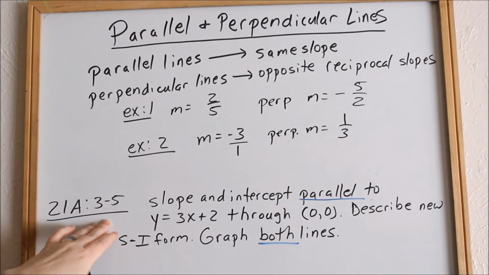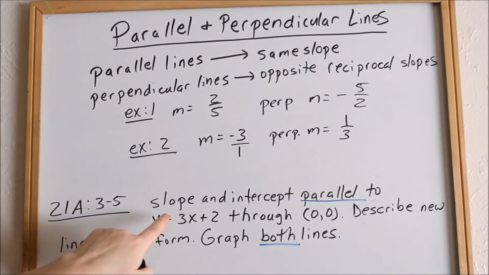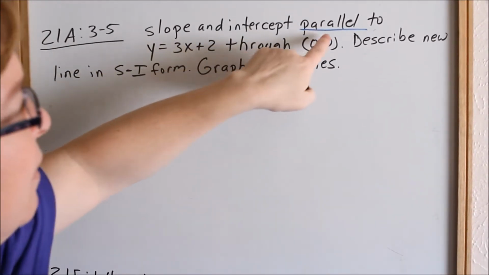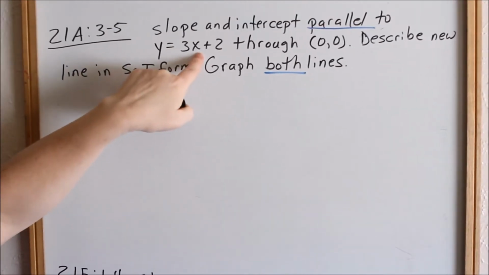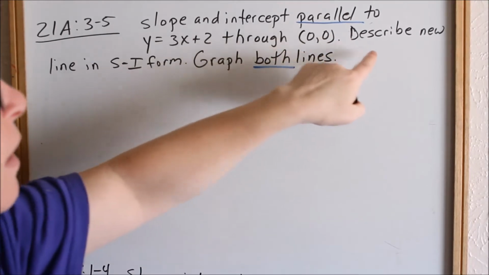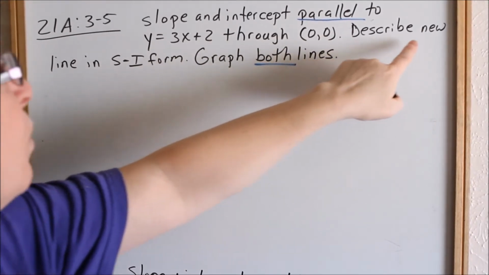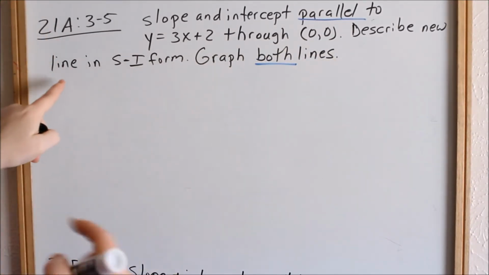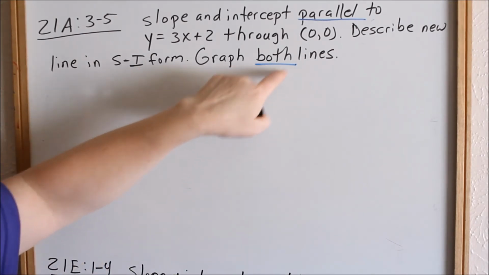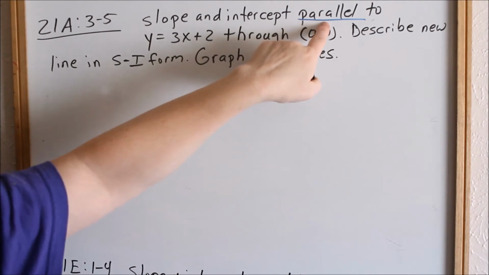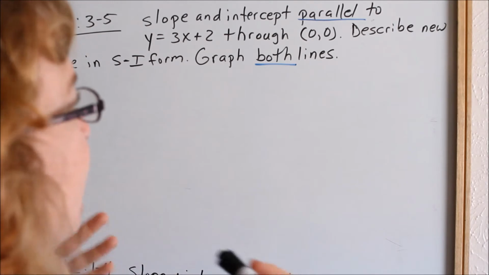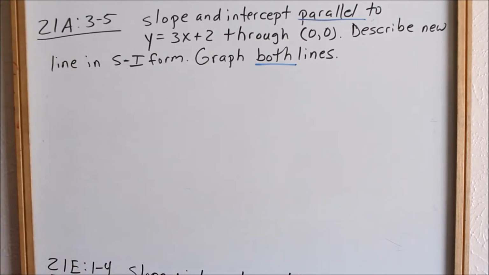All right, let's look at 21A, 3 through 5. They're asking for the slope and the intercept that's parallel to y equals 3x plus 2 through the point 0, 0, the origin. Then they're asking for you to describe the new parallel line in slope-intercept form, and then graph both lines. Anytime I see the word parallel, I always underline it in my problem because that helps me to remember parallel lines have what kind of slopes? They have the same slopes.